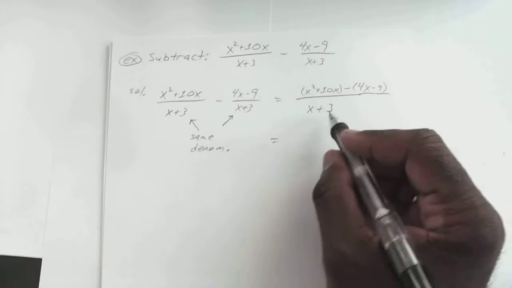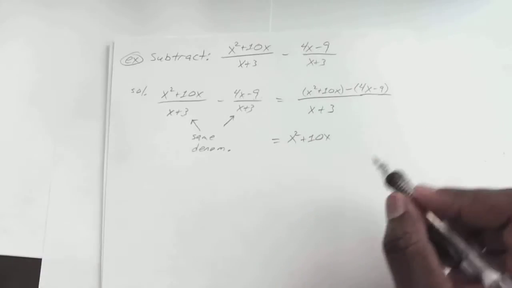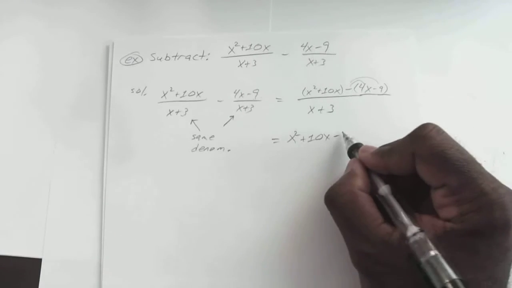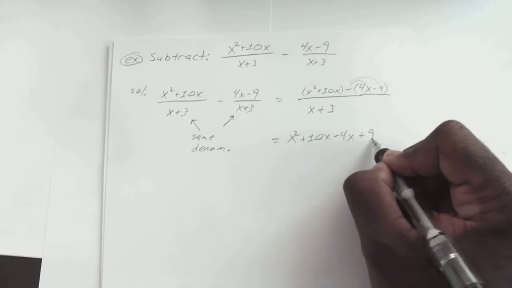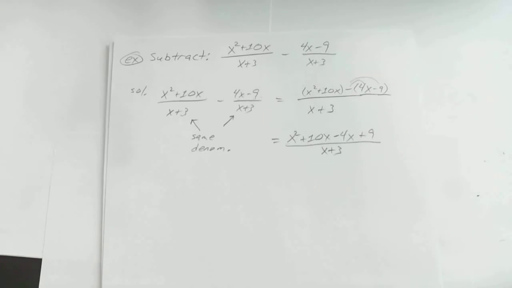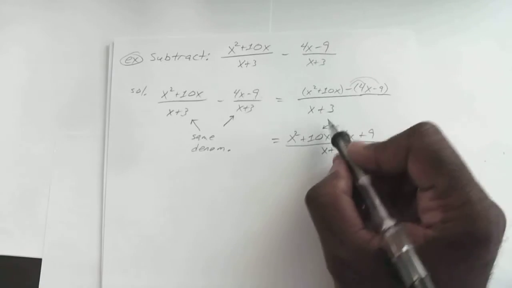Now once you do that, you just have x squared plus 10x. Now we can go ahead and distribute that negative to both of them, so you have minus 4x plus 9 all over x plus 3. These two terms, we can just go ahead and combine.